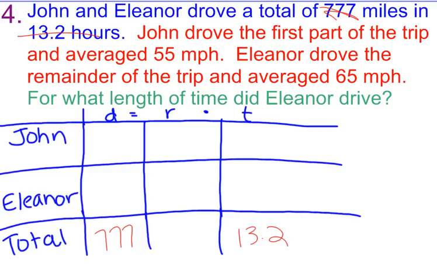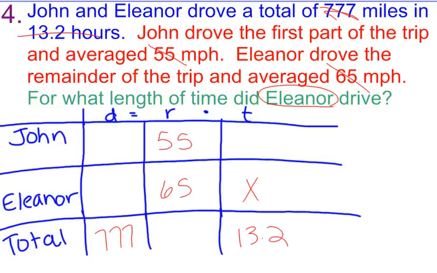John drove the first part of the trip and averaged 55 miles per hour. So that would be John's rate, right? So he's going 55. Eleanor drove the remainder of the trip and averaged 65. So we also know her rate, 65. For what length of time did Eleanor drive? I don't know Eleanor's time. This is really important because they're asking for Eleanor, so I'm going to make Eleanor be our x, so that when we eventually solve for x, I have my answer and I don't have to do anything to it.